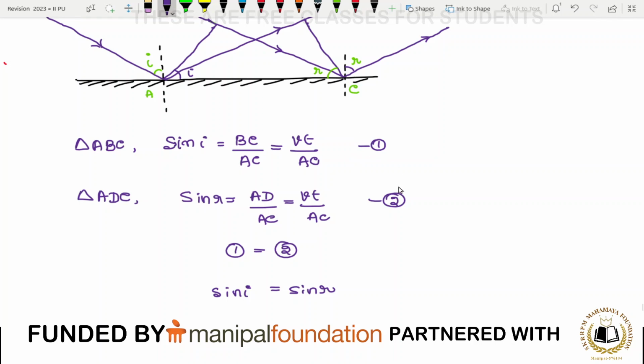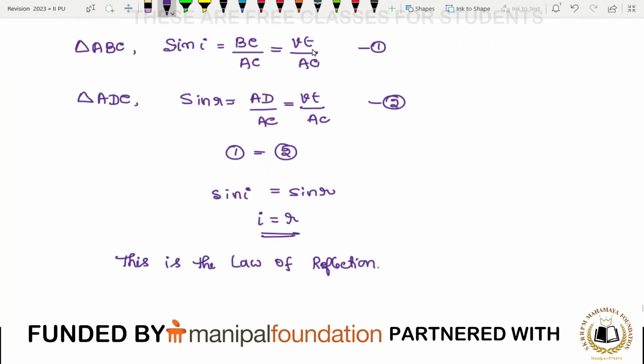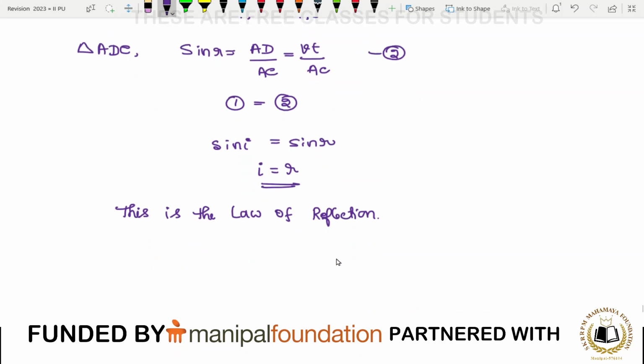Now equate both sin I and sin R, because the right hand sides are the same. So sin on both sides, sin I is equal to sin R. That means I is equal to R here. Now this is the law of reflection. So what does the law of reflection say? The angle of incidence is equal to the angle of reflection. So that is proved here by using Huygens principle and by taking plane wavefronts.